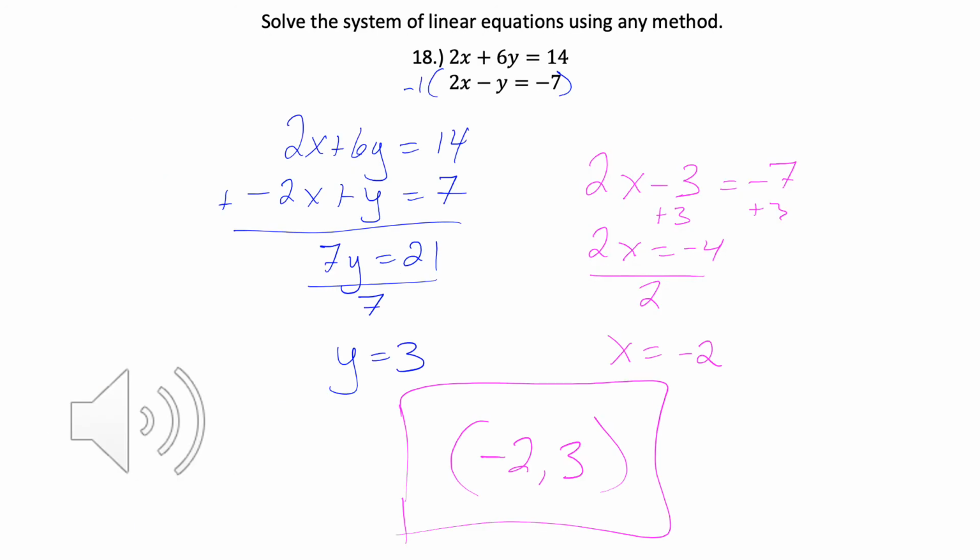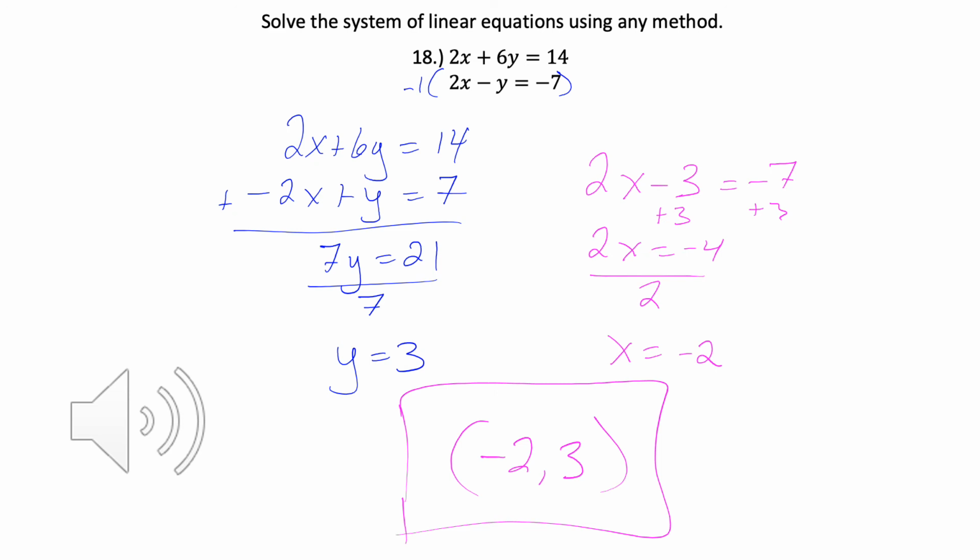There's three main ways to solve systems of linear equations. You can use substitution, elimination, or graphing. For number 18, I use elimination because both of our x's are 2, and if I multiply the second equation by -1, when I add the equations together, our x's will cancel out. I'll be left with 7y equals 21, so our y equals 3. Then I back substitute y equals 3 into either of the two original equations, I chose the second one, to get our x value, which is -2.